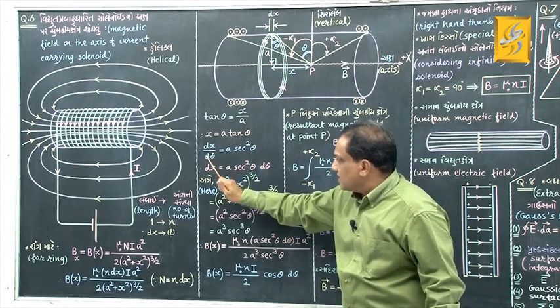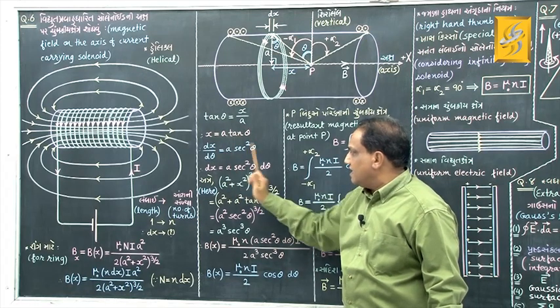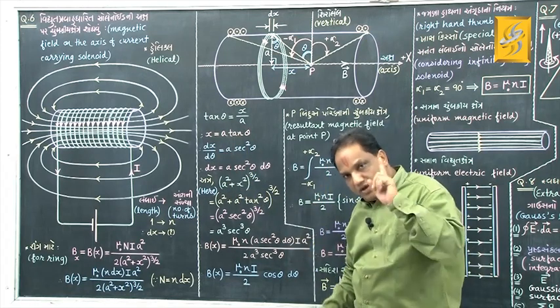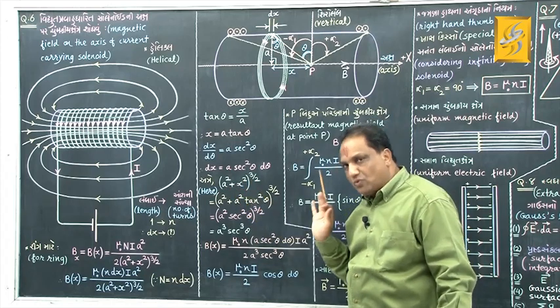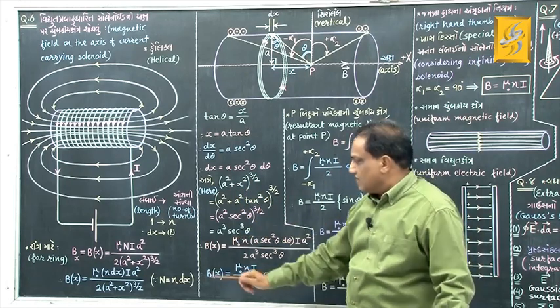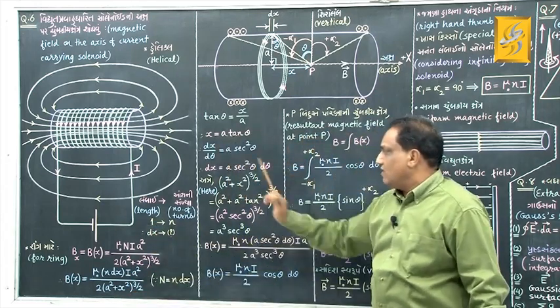Find out dx now, transfer this. So dx will be a sec square theta d theta. Now I also require the value of (a square plus x square) whole raised to 3 by 2. Let me find it out because I would like to substitute here, correct? That is why I am finding that value.